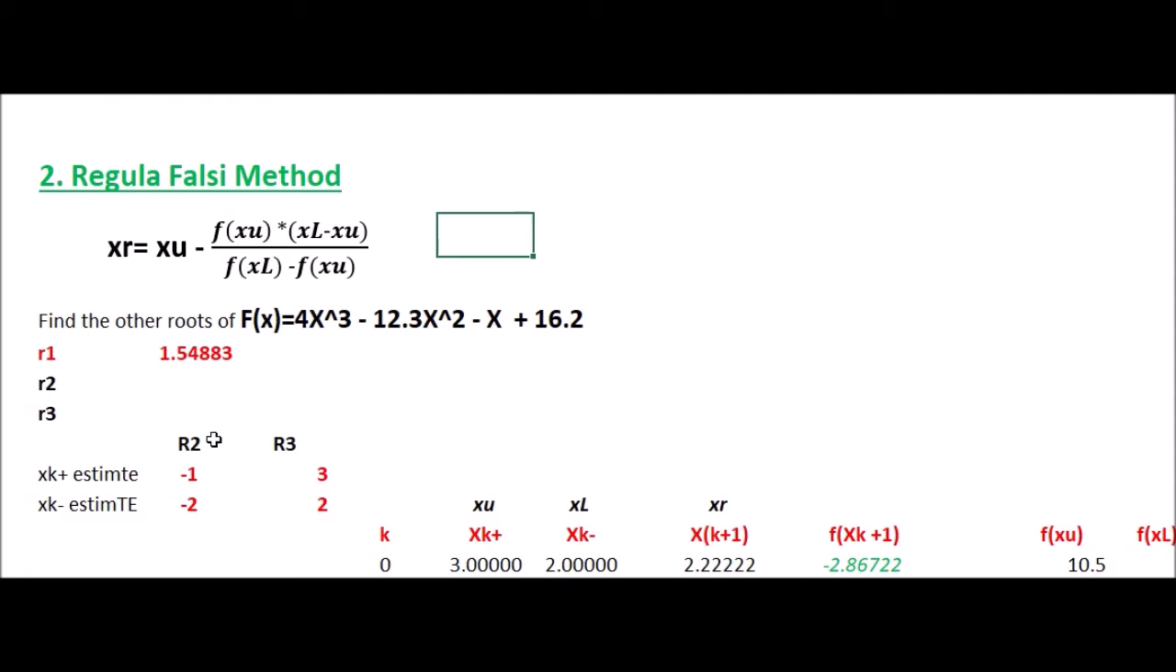At saka given sa problem that yung R2 daw natin lies between negative 1 and negative 2, and your R3 lies between 3 and 2. Take note, this is your xk positive. Sometimes this is called xk positive. And in our formula, ito na yung tinatawag na natin na x upper.